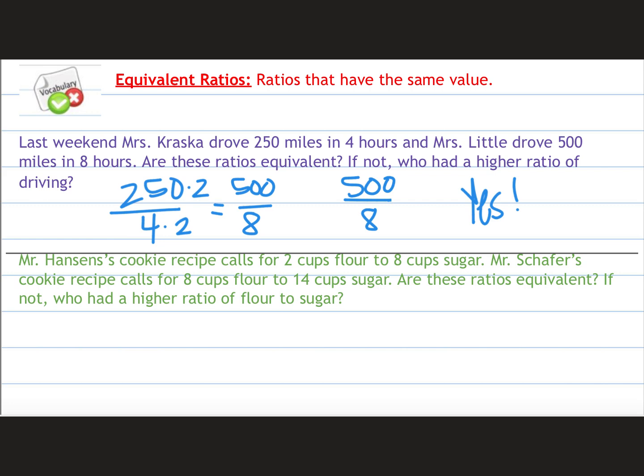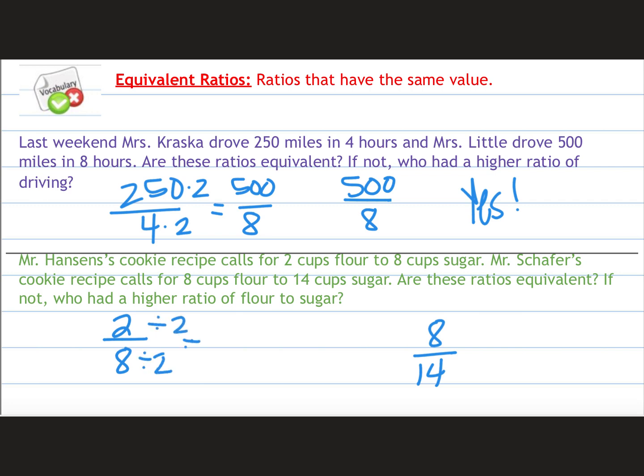Next one, Mr. Hansen's cookie recipe calls for 2 cups flour to 8 cups sugar, while Mr. Schaefer's cookie recipe calls for 8 cups of flour to 14 cups sugar. Are these equivalent? And if not, who had the higher ratio of sugar to flour? So again, I'm going to set them up as cups of flour over cups of sugar, cups of flour over sugar. This one, it wouldn't be so nice to find common denominators, so I'm going to just get them to simplest form and see if they equal the same thing.